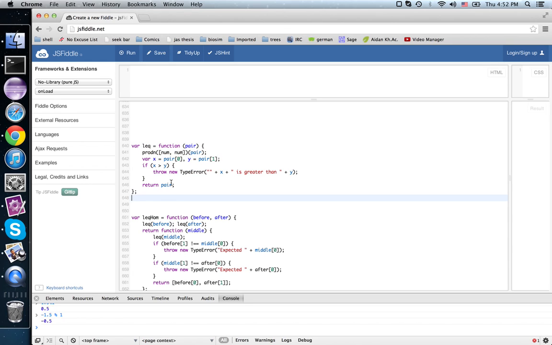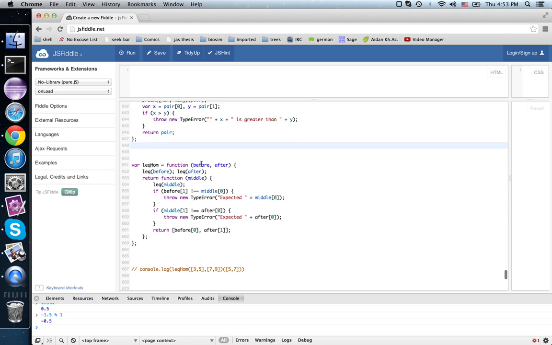So here, I'm defining a contract that expects a pair of numbers. Call x the first one and y the second one. And we want x to be less than or equal to y. So if x is greater than y, we throw an exception, otherwise we return the pair. So there's a contract for pairs of numbers where the first one, x, is less than or equal to the second one, y.